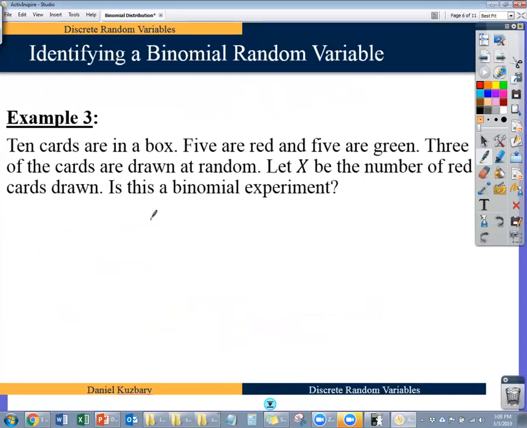We got 10 cards in a box. 5 of them are red, 5 of them are green. 3 of the cards are drawn at random. Let X be the number of red cards drawn. Is this a binomial experiment?